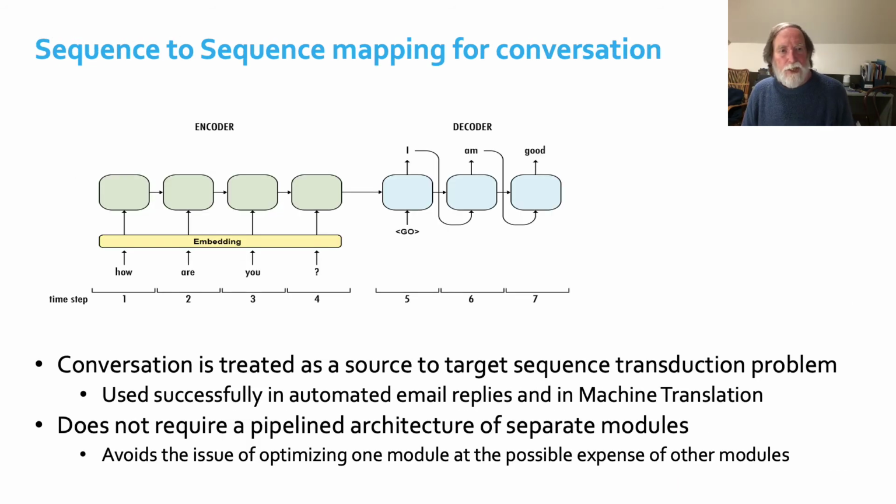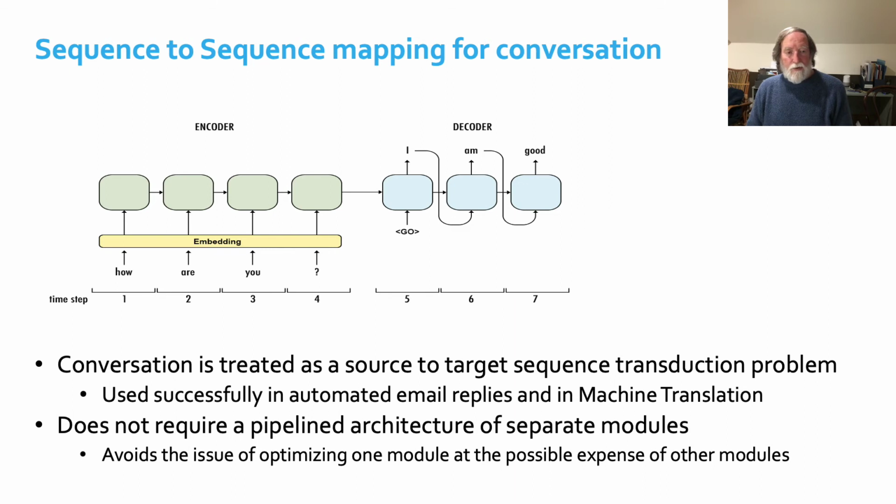This idea has been taken further in sequence-to-sequence mapping for conversation, where the input to be encoded is a complete utterance, and that is represented as a thought vector as before, and a decoder will then provide an output as a response to the input utterance. In other words, conversation is treated as a source to target sequence transduction problem. This has been used very successfully in different types of application.